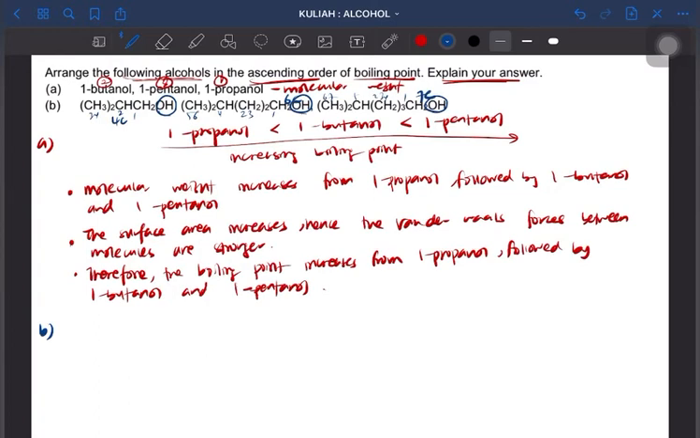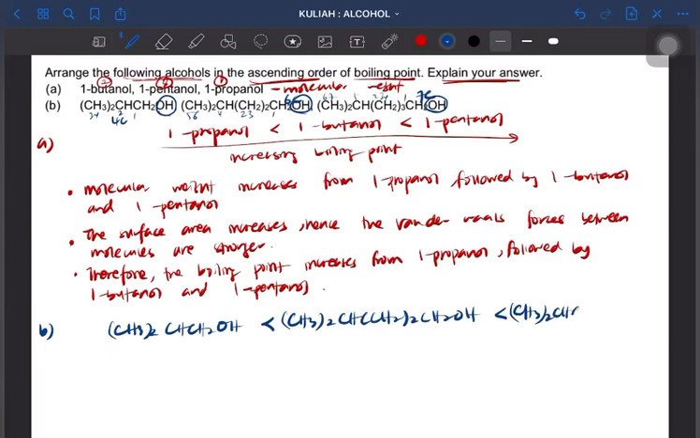Okay, so kita boleh, sebab dia increases kan daripada low boiling point to high boiling point. So low boiling point yang ada lower molecular weight. So CH3 to CH2OH is less than CH3 to CH2 to CH2OH is less than CH3 to CH2 3 CH2OH. So ini adalah increasing boiling point.